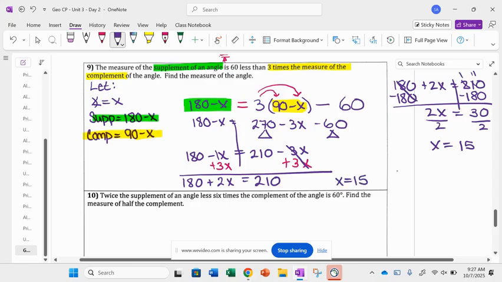So it says find the measure of the angle. Well, what's the angle? It is 15. That's just x. So we're going to say x equals 15 degrees. That's our answer.